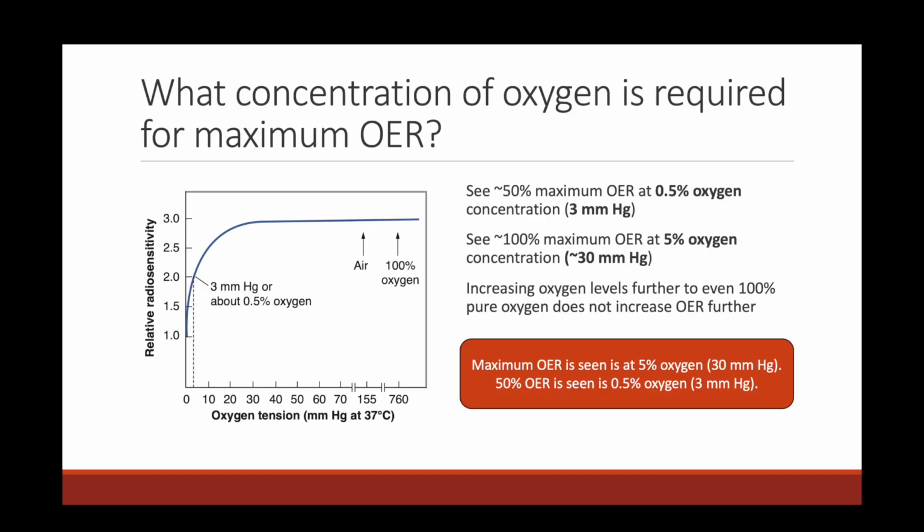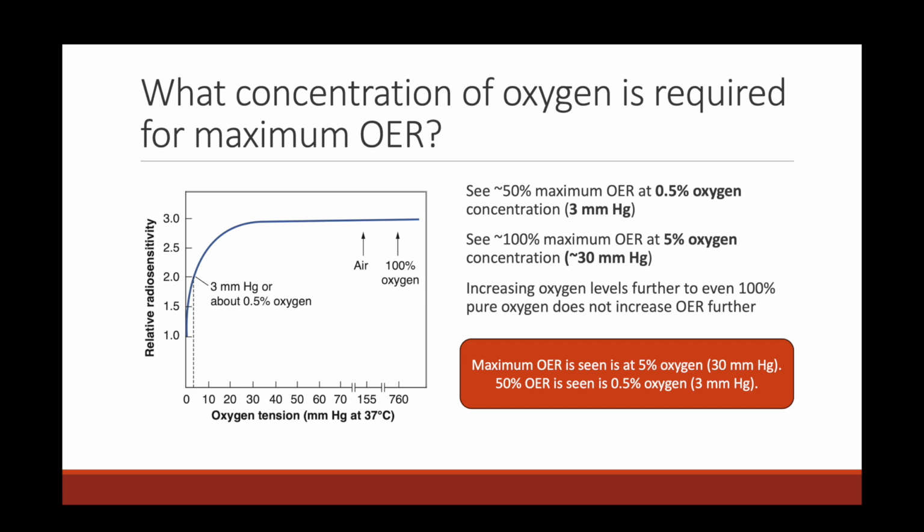So hopefully now we understand what OER is and how oxygen actually helps certain types of radiation work better by fixing or making permanent that DNA damage. The next question is, what concentration of oxygen do we need to maximize our OER? It turns out that the relationship between the radiosensitivity and the oxygen concentration is actually logarithmic.